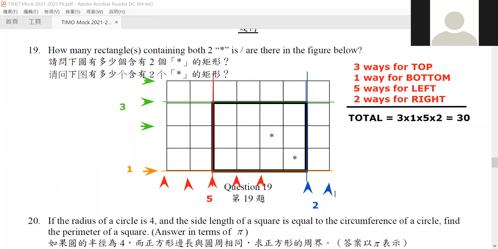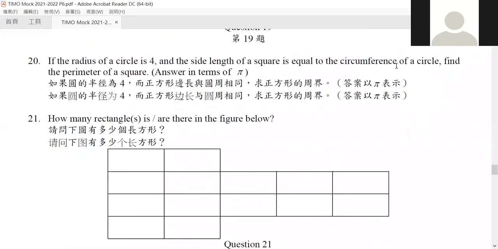Now let's go to question 20. Okay. If the radius of a circle is 4 and the side of a square is equal to the circumference of the circle, find the perimeter of the square.